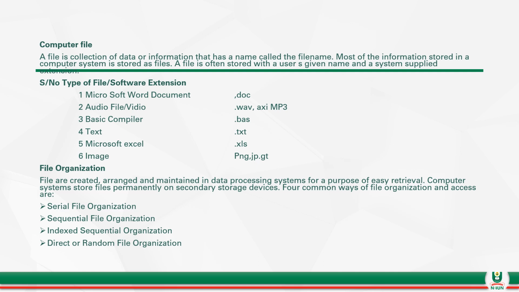And we have file organization. Files are created, arranged and also maintained in data processing systems for the purpose of easy retrieval. Computer systems store files permanently on secondary storage devices. Four common ways of file organization and access are serial file organization, sequential file organization, indexed sequential organization, and direct or random file organization.